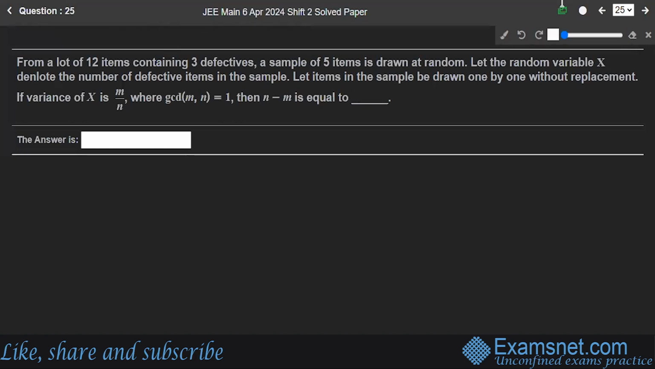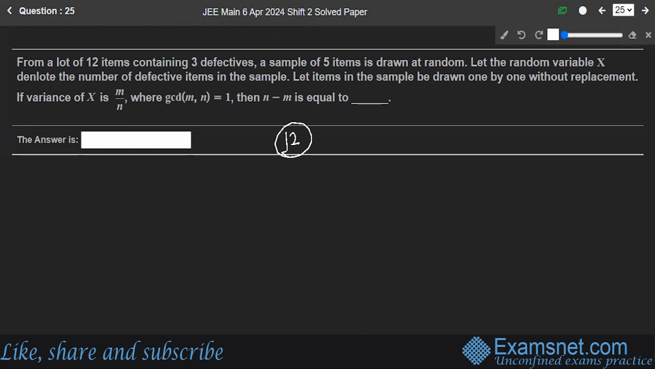Question number 25. From a lot of 12 items which contains 3 defective, a sample of 5 items is drawn at random. Let the random variable x denote the number of defective items in the sample. Let items in the sample be drawn one by one without replacement. If variance of x is given by m upon n and the greatest common divisor between m and n is equal to 1, what is the difference between the two, n and m?